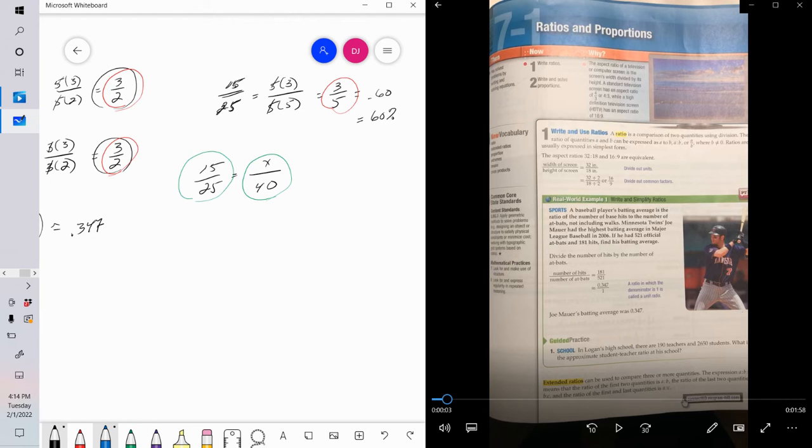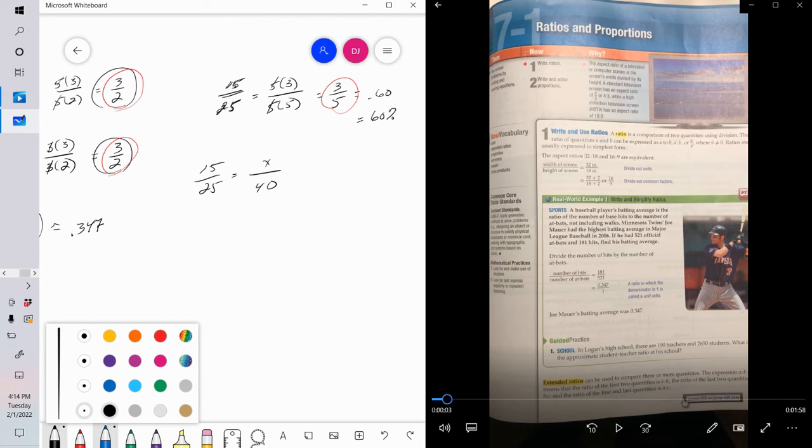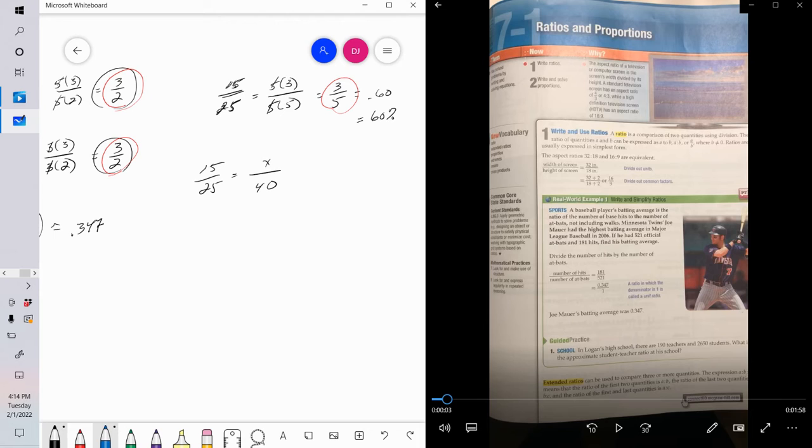So if overall Josh Allen completes 15 out of every 25 passes, which is a ratio of 3 to 5, I like to simplify that first. It's going to make it easier to do the math in the future.